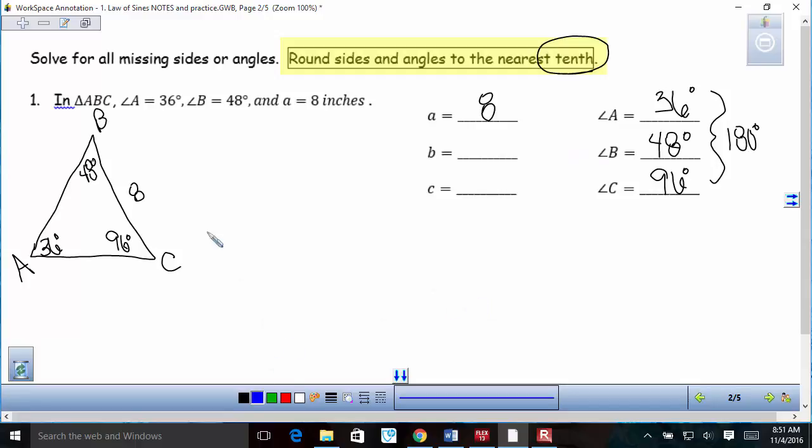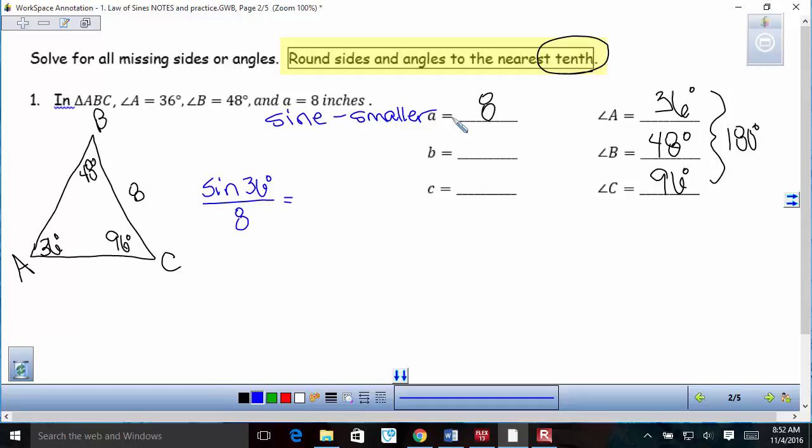When you start your formula, the only side and angle that we have together is this one: sine 36 over little a, which is 8. Sine big A over little a equals, now at this point you can either do the 48 or the 96. But on a law of sines problem, you've got to do the smaller angle first. If you don't, you're going to get into a situation where we all get different numbers.